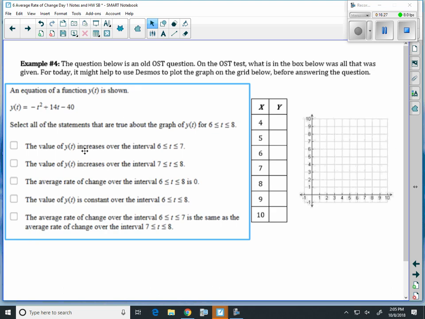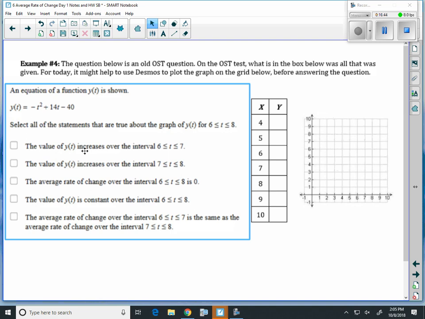Here's an OST type of question. We took it from the OST test, okay? It's a very popular question because it happens a lot. Like, these kind of questions happen a lot. So, if we have this and we have a function, okay, you won't be given this part. You won't be given the table and the graph. You'll just have a question that looks like this.